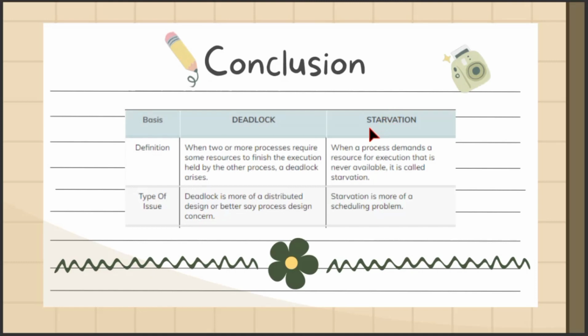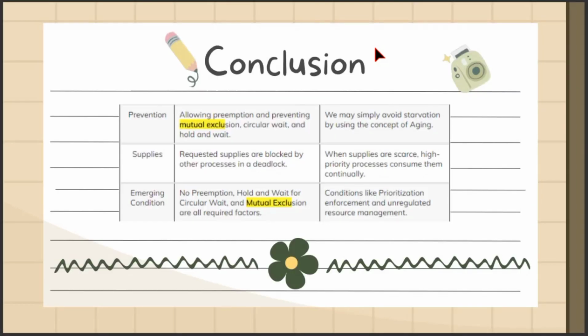So for the conclusion, deadlock is when two or more processes require some resources to finish their execution, held by the other process, so a deadlock arises. On the other hand, starvation is when a process demands a resource for execution that is never available, and it is called starvation. As a type of issue, deadlock is more of a distributed design, or better said process design, concern, while starvation is more of a scheduling problem. Next slide, please.